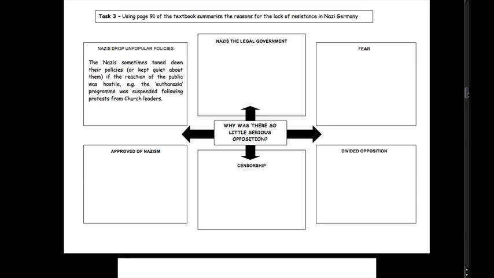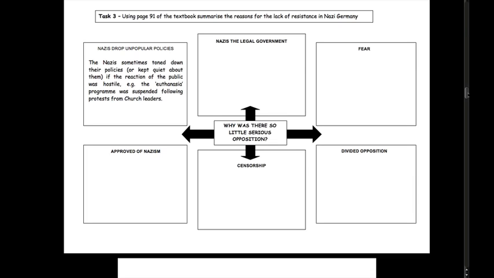Now, why was there so little serious opposition inside Nazi Germany? A question phrased in the classic GCSE style. Students will be required in this activity to come up with 3 reasons why there was so little serious opposition. Around this spider diagram are identified 6.